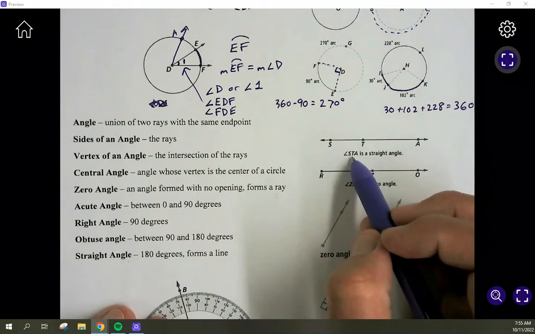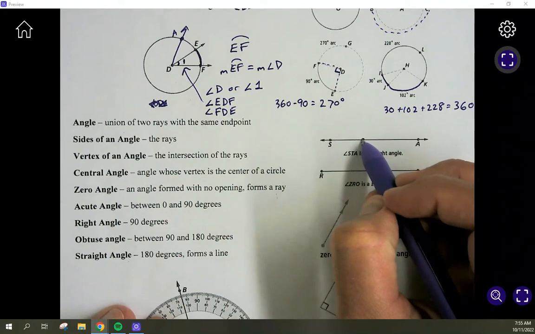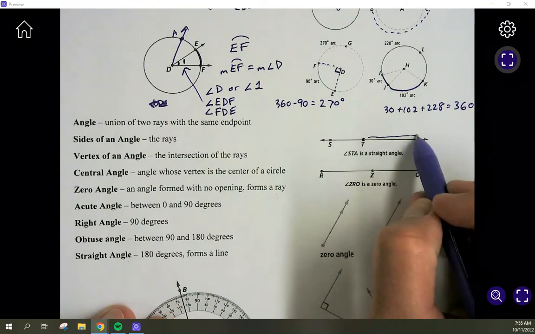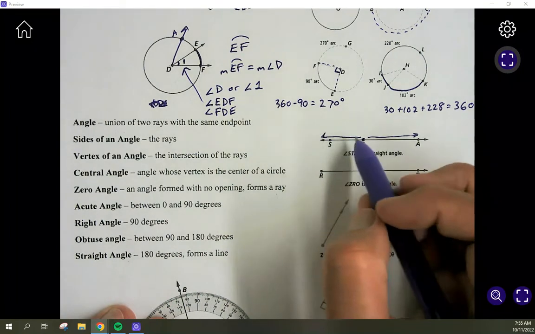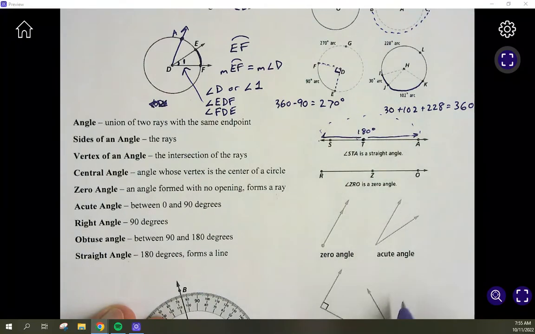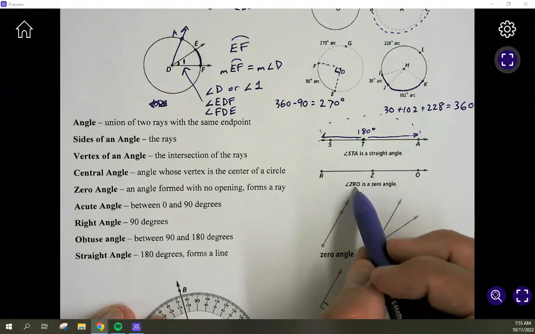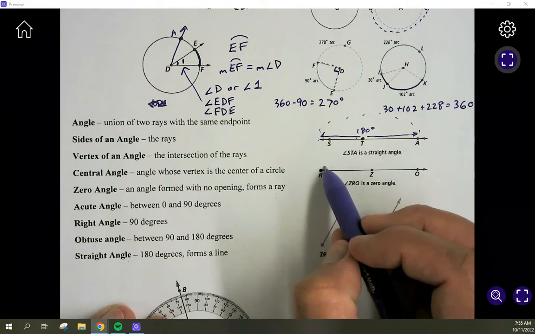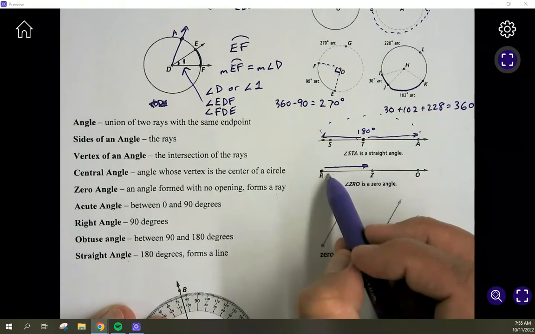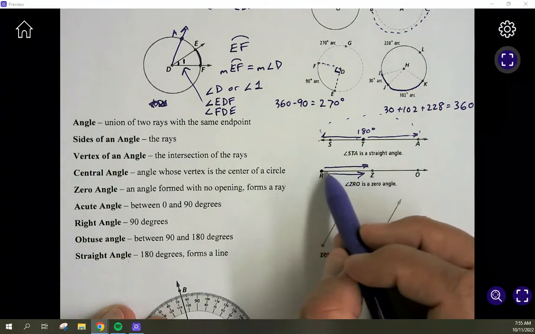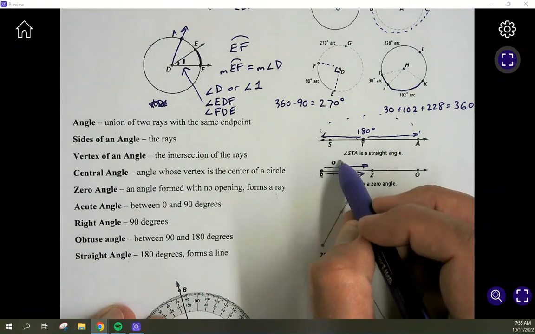So if we look at this first one, based on how it's named, T is the vertex. So T is the intersection of 2 rays. I have one ray going this way and one ray going this way. And if you think about a circle, that's half a circle, that's 180 degrees. Now, if you look at how this one is named, R is the vertex. So I have a ray going to Z and I have a ray going to O, and this is where they meet. So that is now 0 degrees.